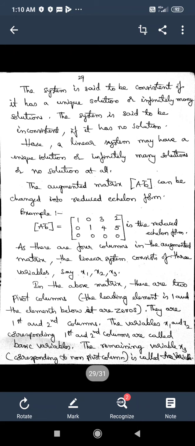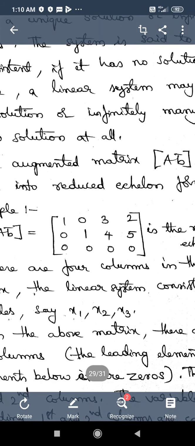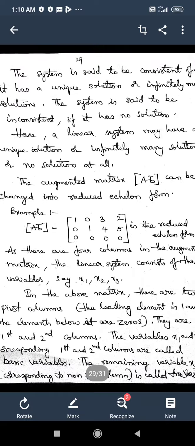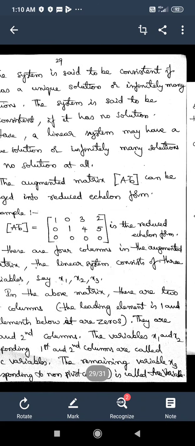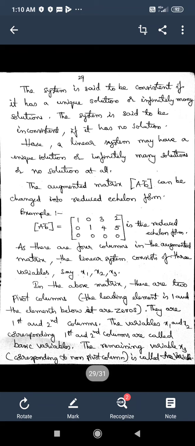In the above matrix there are 2 pivot columns. By seeing the matrix, we can see they are the first column and the second column, as 1 is the leading element in the first row and 1 is the leading element in the second row, and 1 is the only non-zero element present in that column. These are the pivot columns because the leading element is 1 and the elements below it are 0. They are the first and second columns only in the above example.